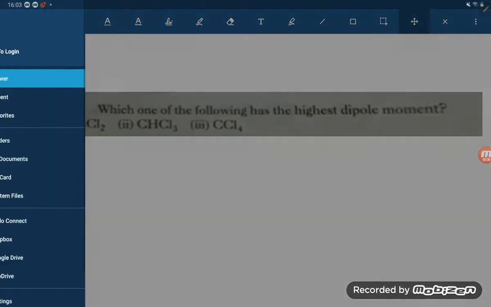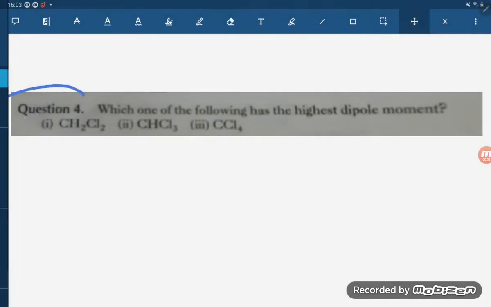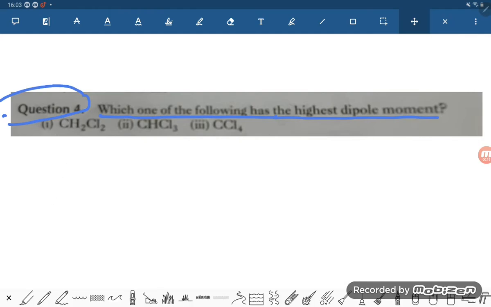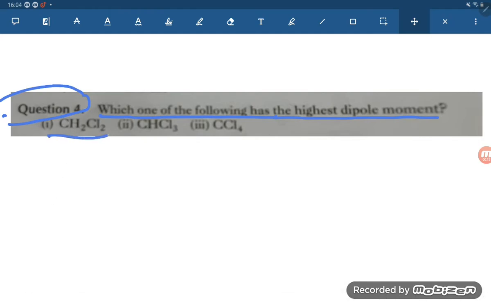Now let us see problem number 4, student. What is the problem? Okay. Problem number 4 is asking which one of the following has the highest dipole moment. There are three options they have given: CH2Cl2, CHCl3 and CCl4.